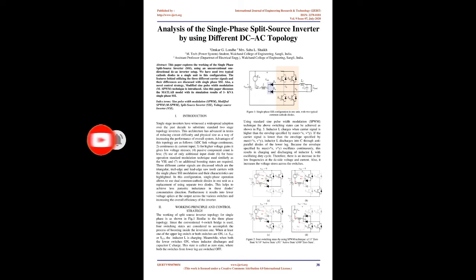The features behind utilizing the three different carrier signals and their differences are discussed with single-phase SSI. Also, a novel control strategy, the modified sine pulse width modulation, SPWM, technique is introduced. Also, this paper discusses the MATLAB model with its simulation results of a 1 kVA single-phase SSI. Index terms: sine pulse width modulation, SPWM, modified SPWM, MSPWM, split source inverter, SSI, voltage source inverter, VSI.